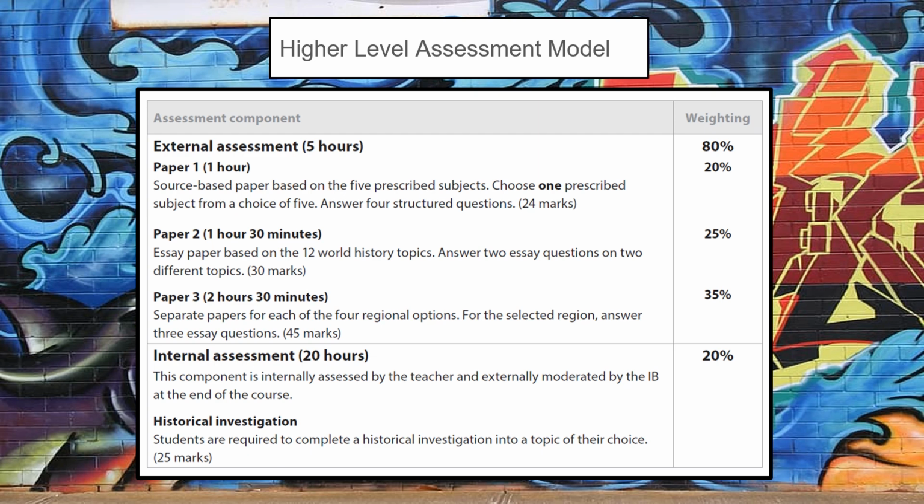Now, I'm sorry, SL candidates. I'm sure you're like, wow, thanks for telling us now. But if it becomes super necessary, we can talk about that. Anyways, my paper 3, that's a lot, 45 marks. You also do an internal assessment, and it is worth 20% of your grade. I still recommend you do really well on this.